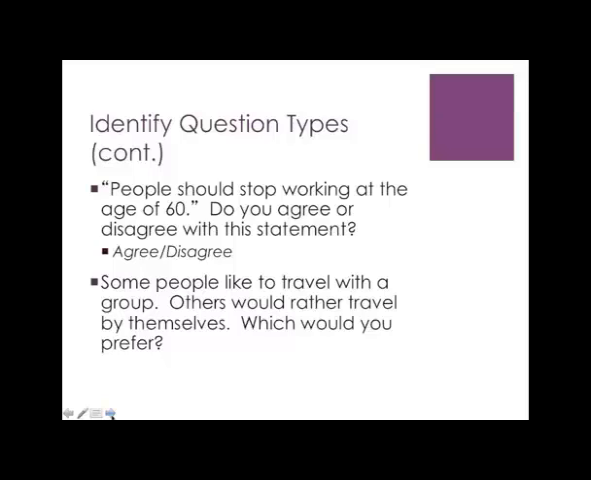Some people like to travel with a group. Others would rather travel by themselves. Which would you prefer? Well, in this case, again, we have a preference or choice. We're given what one group would like to do, and then we're given what the other group would like to do, and we have to choose which one.